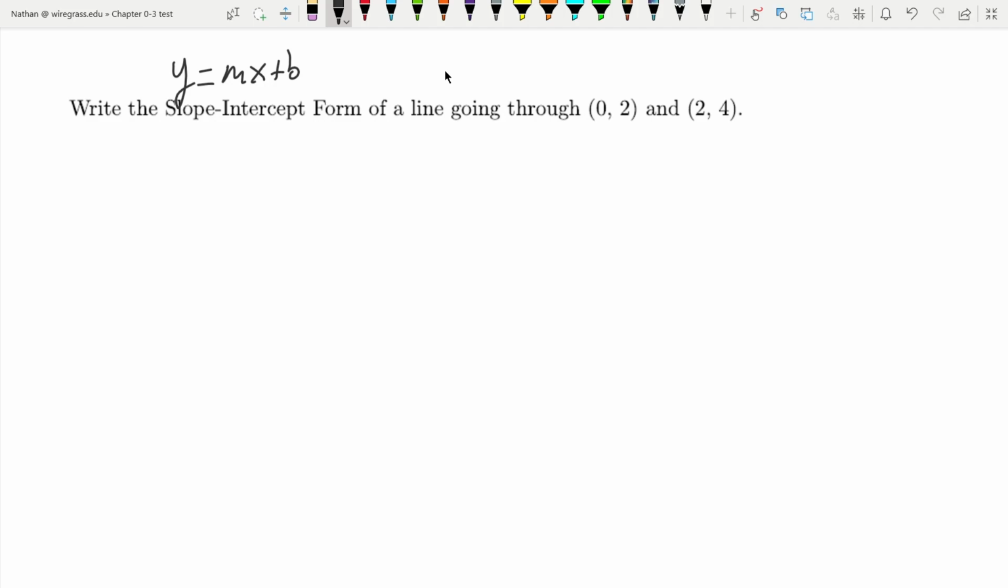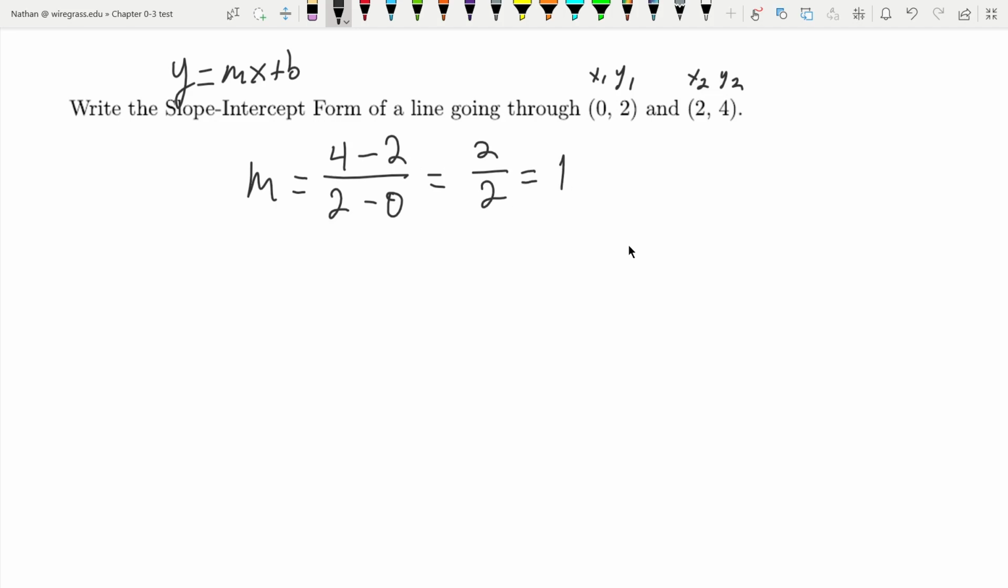So let's use the slope formula to find it. I'm going to name this one x1, y1, x2, y2, and then I'm going to use the slope formula, which is y2 minus y1 over x2 minus x1. That's going to give me 2 over 2, which is just going to be 1. So our slope is 1.